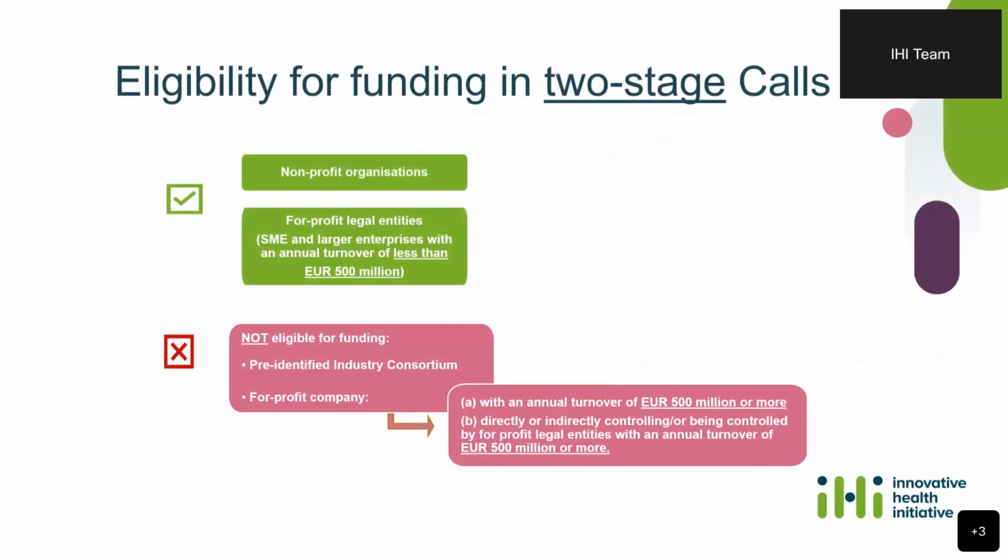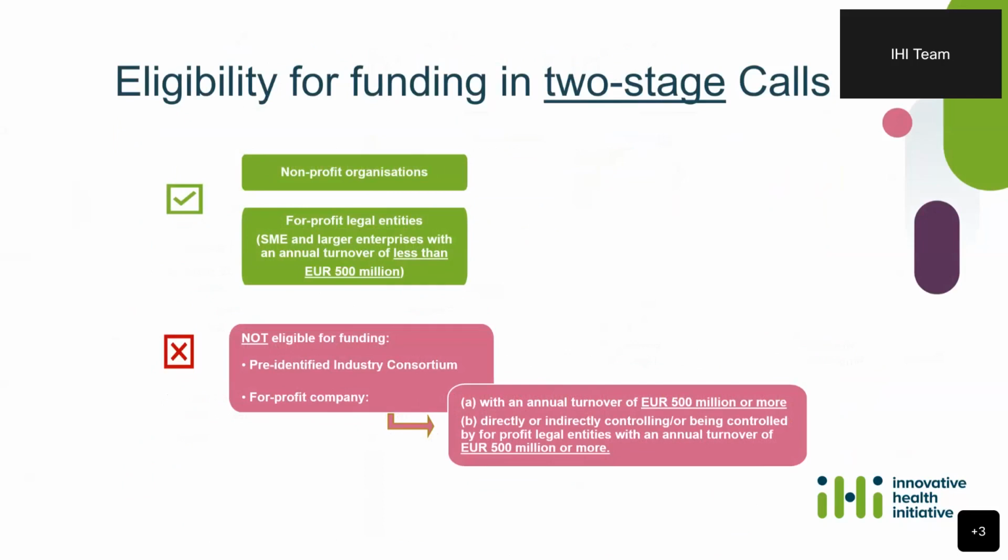So in terms of the funding then for the two-stage calls, we have non-profit organizations eligible for funding, providing they meet the criteria we just talked about, or for-profit legal entities being SMEs and larger enterprises, but they must have an annual turnover of less than 500 million. Then if you meet the other criteria that we talked about, being from the EU or an associated country, theoretically IHI will be able to fund you for an IHI two-stage call. However, we don't fund everyone.